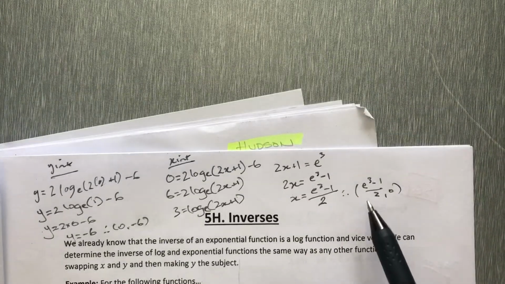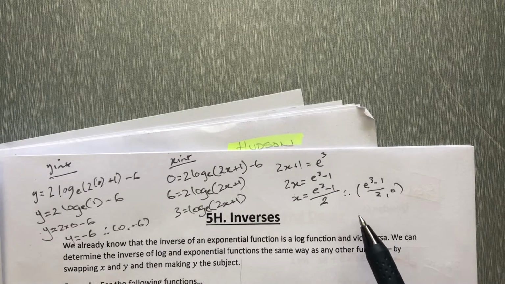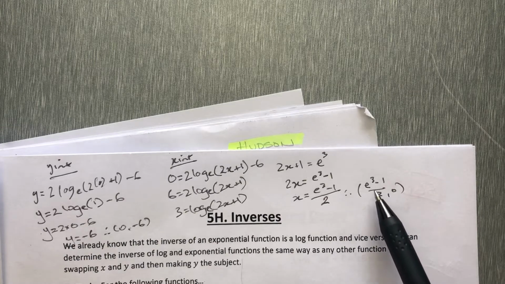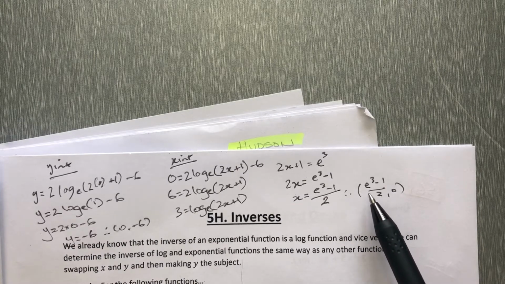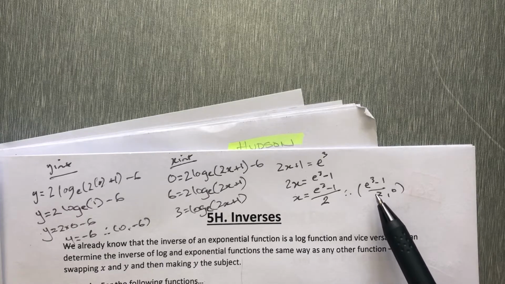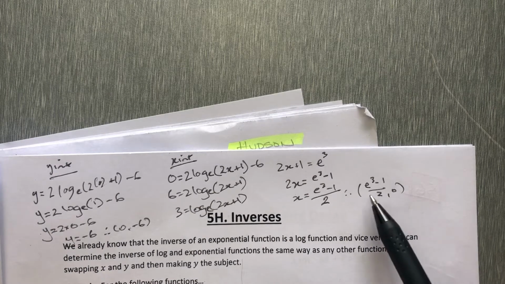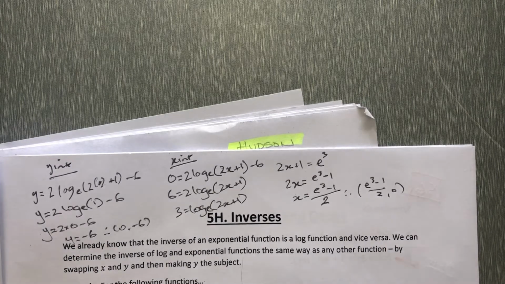Because this looks like a bit of a weird number, let's try to work out what it might actually be. So remember, Euler's number is about 2.7. Let's just say it's 3 to make it easier for us right now. So we have 3 to the power of 3. So 3 times 3 is 9, times 3 is 27, minus 1 is 26, divided by 2, which should be about 13. It's going to be a little bit less than 13.